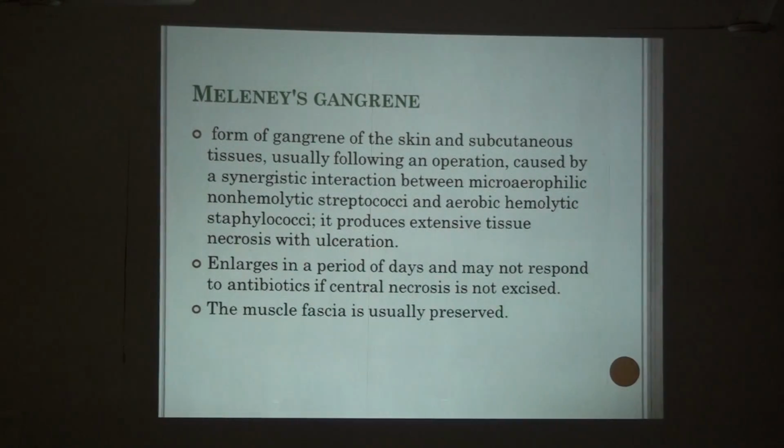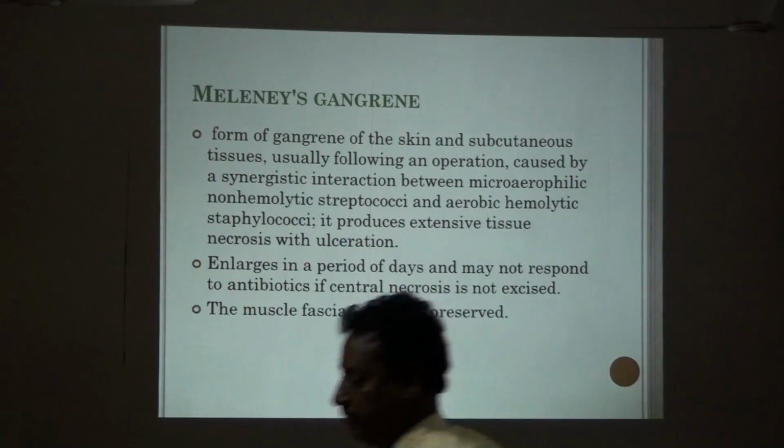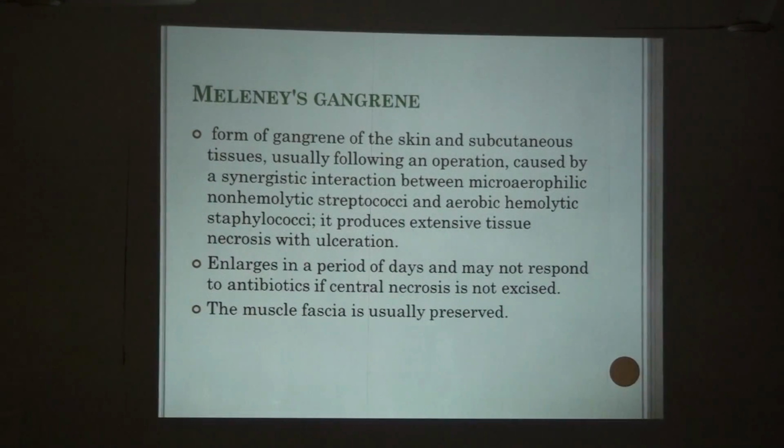Meleney's gangrene. It is a form of gangrene of the skin and subcutaneous tissues, usually following an operation, caused by a synergistic interaction between microaerophilic non-hemolytic streptococci and aerobic hemolytic staphylococci. It produces extensive tissue necrosis with ulceration. It enlarges over a period of days and may not respond to antibiotics if central necrosis is not excised. The muscle fascia is usually preserved.